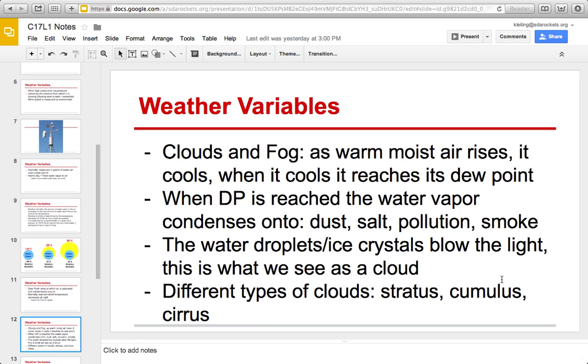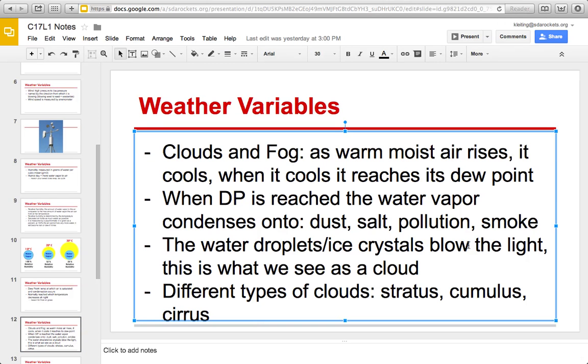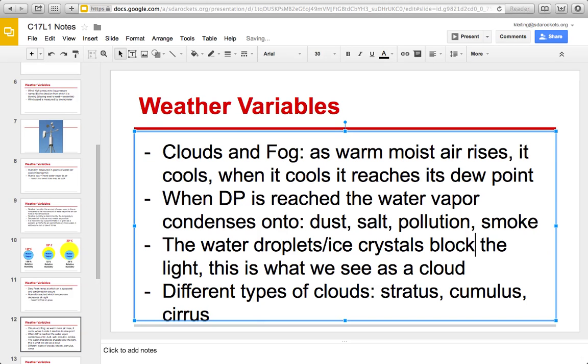This should be block the light. We'll change that right now. Block the light. That's why we see clouds. So we get all of those water droplets and ice crystals, and that's what blocks light. So that's how we see clouds.